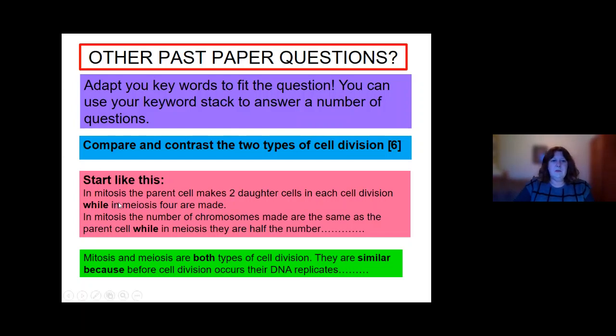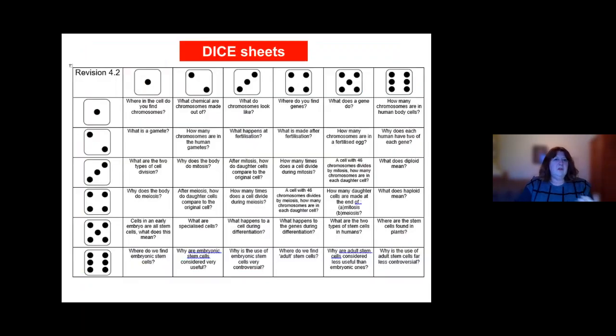For instance, in mitosis, the parent cell makes 2 daughter cells in each cell division, while in meiosis, 4 are made. In mitosis, the number of chromosomes is the same as the parent cell, while in meiosis, it is half. Although you could use it in a different way. Mitosis and meiosis are both types of cell division. They are similar because their DNA replicates. So there are lots of things that you can do with those keywords.